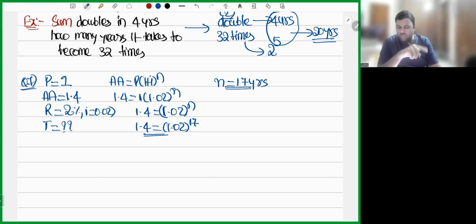Either you can check with the options or do it in the calculator or apply log on both sides. Anyway, do whatever keeps you comfortable. Okay. Now, let's proceed further.